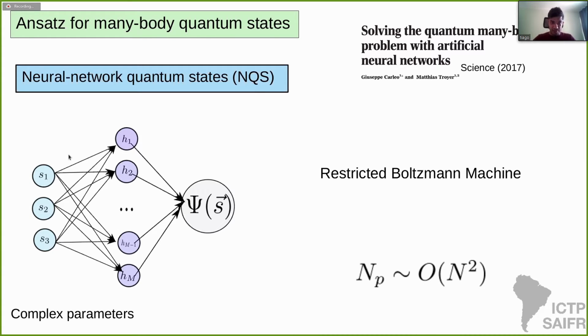Now I have my neural net, and the number of parameters does not scale exponentially with system size, but scales polynomially. And then the idea is that I use the input of my neural net to be a spin configuration, and the output will be the value of the wave function. Okay? Of course, there is still a gap here.